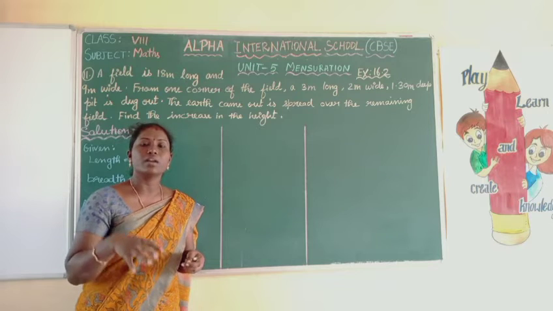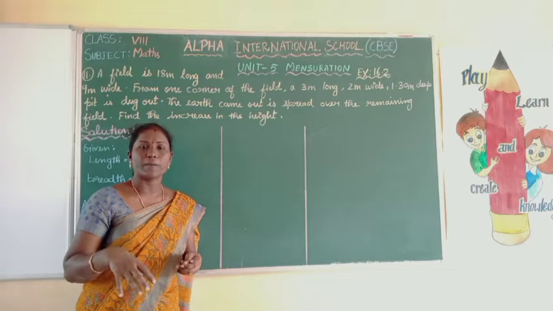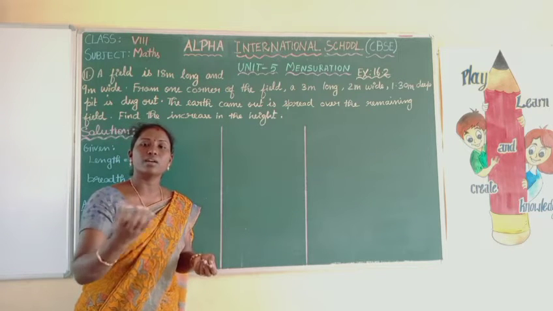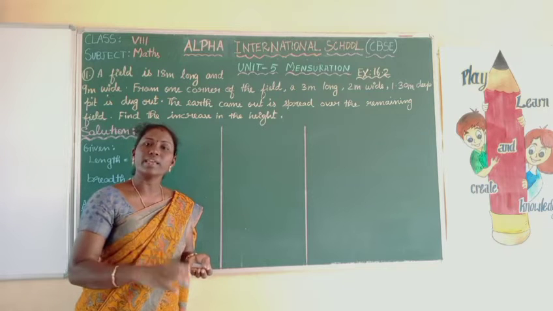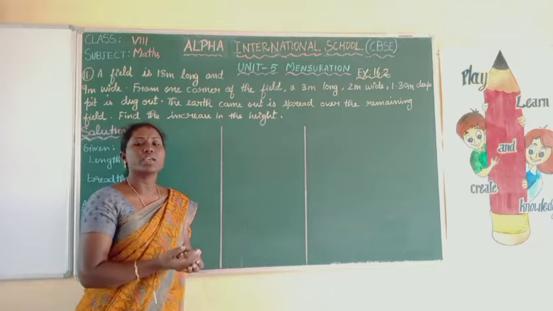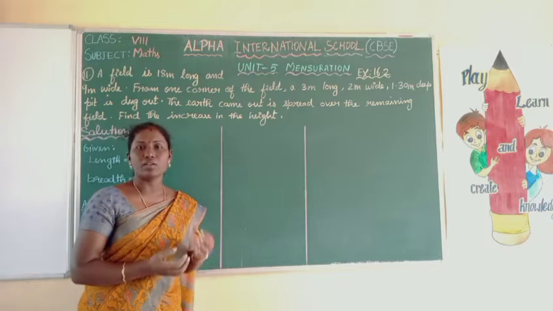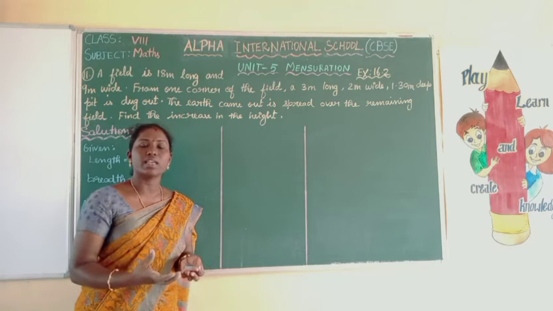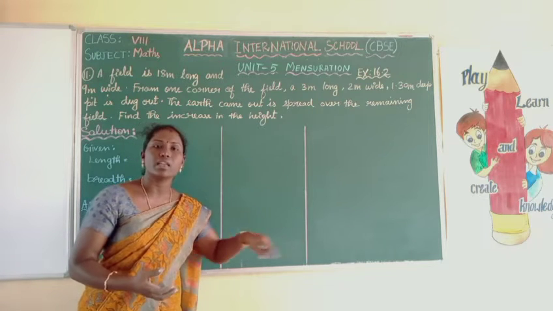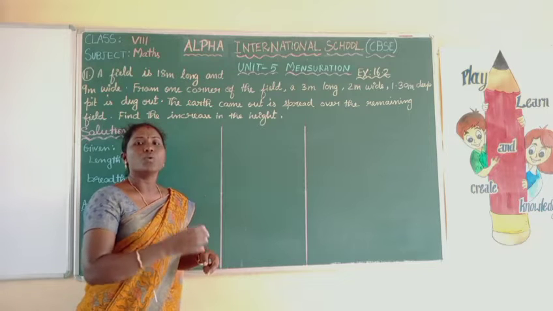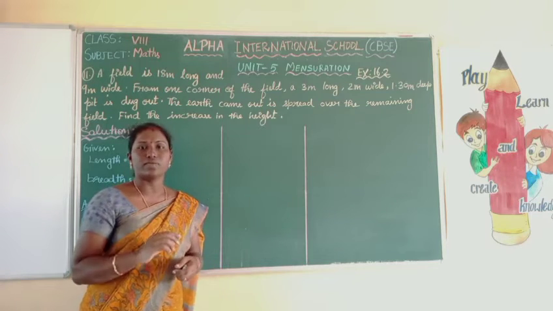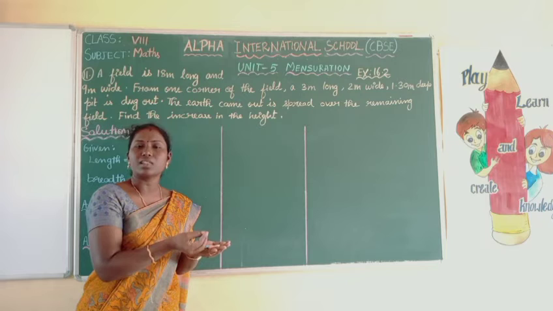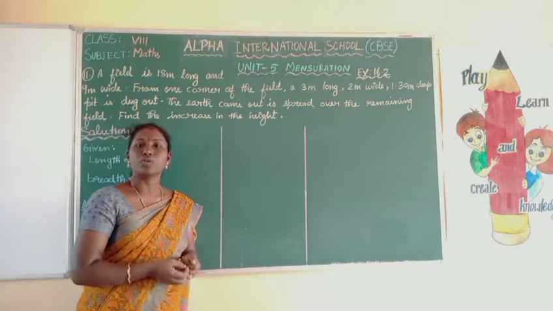At one corner of the field, they made a pit. If they dig it deeper, they are making a hole and taking the earth out. That earth they are taking out is spread over the remaining field. The sand or earth they take out, they spread over the remaining field. Now they are asking what is the increase in the height of the field. If the field was a little flat and we spread some sand over it, it will give some increase in the height of the field. That height only we have to find here.